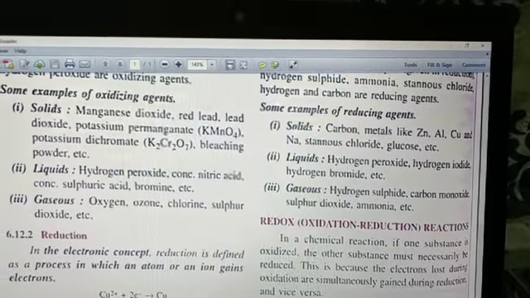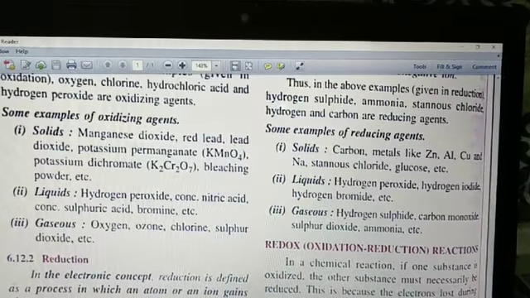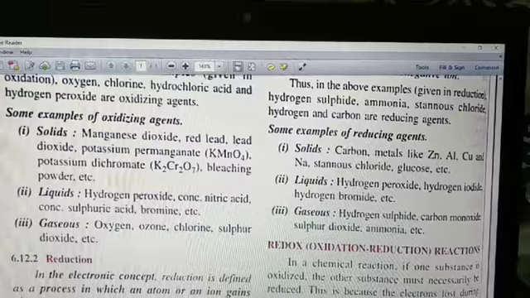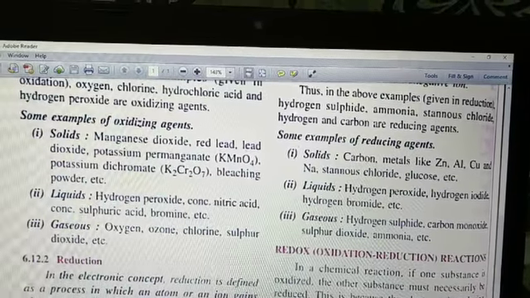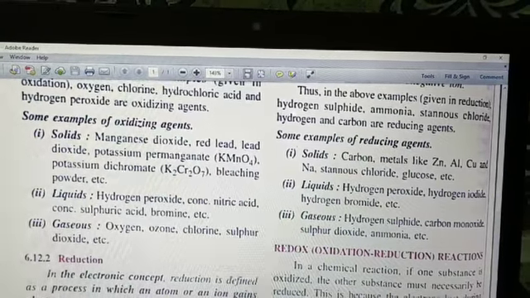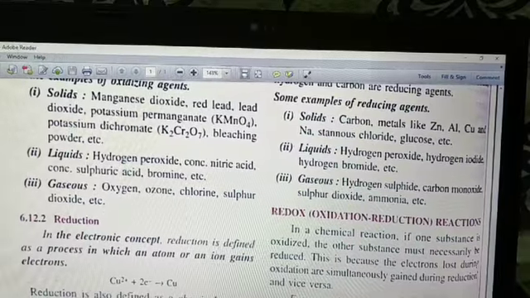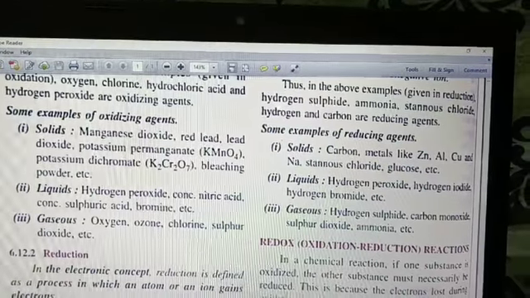So today we discussed oxidation and reduction, the different definitions. Then we discussed oxidizing and reducing agents, with examples, and you can make out the difference between these two processes, oxidation and reduction.